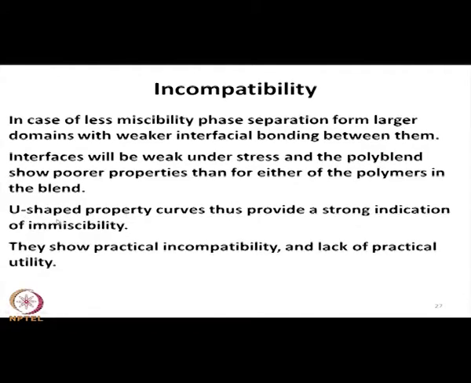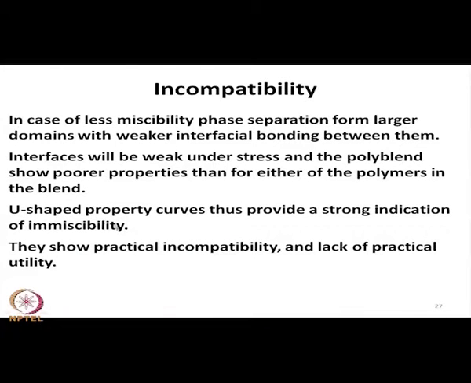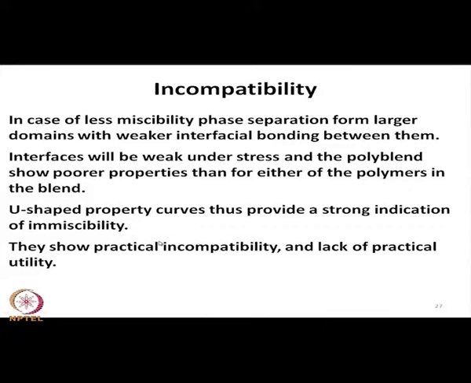Next, the U-shaped property curves provide a strong indication of immiscibility. This U-shaped curve gives a strong indication of immiscibility or incompatibility between the component polymers. They show practical incompatibility and lack of practical utility.